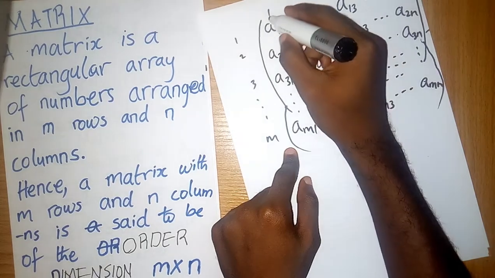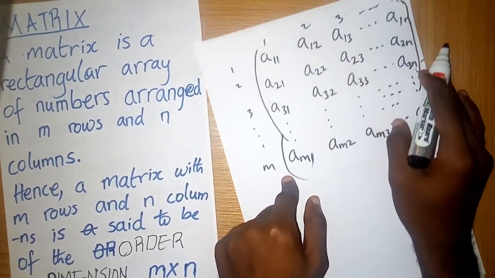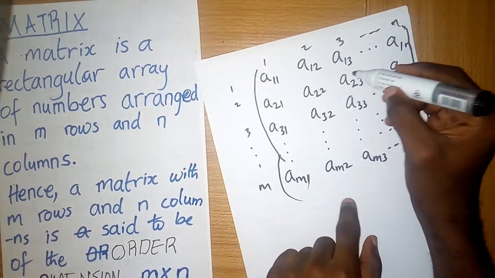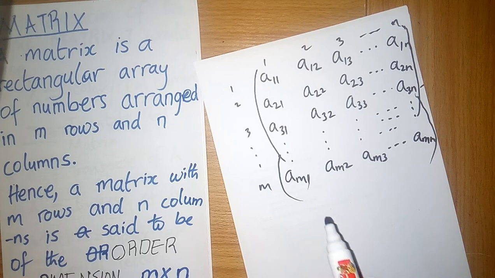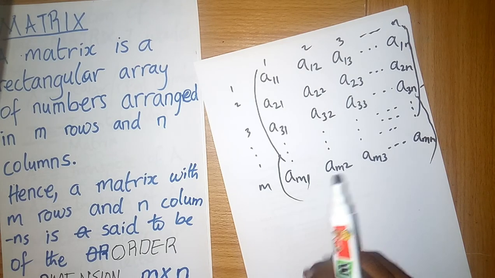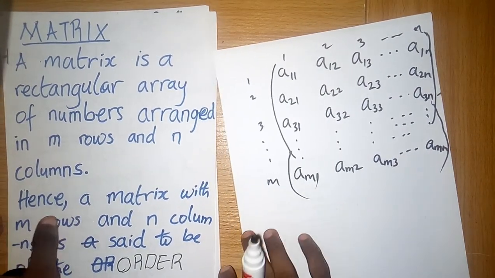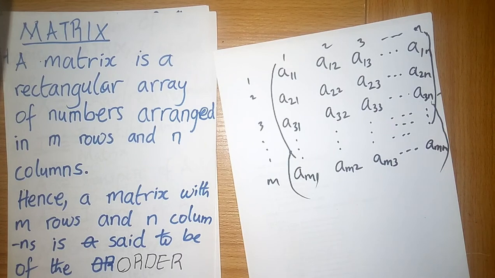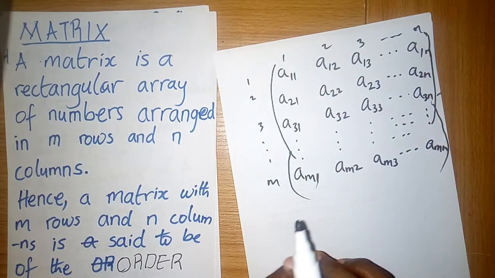And then this is our column. You have this line, and then this line, and then this line. That's our column. So this is what a matrix is: a rectangular array of numbers or entities arranged in m number of rows and n number of columns.